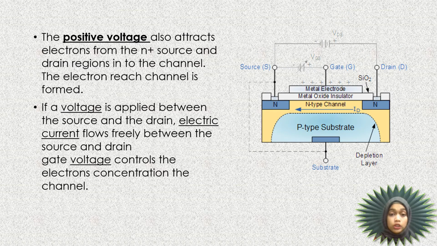The positive voltage also attracts electrons from the N plus source and drain regions into the channel. The electron reach channel is formed. Now, if a voltage is applied between the source and the drain, the electric current flows freely between the source and drain. Gate voltage controls the electron concentration of the channel. Instead of positive, if we apply a negative voltage, a hole channel will be formed under the oxide layer.